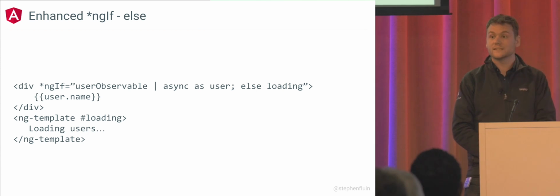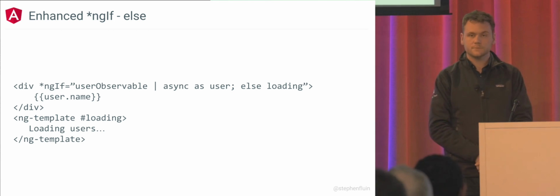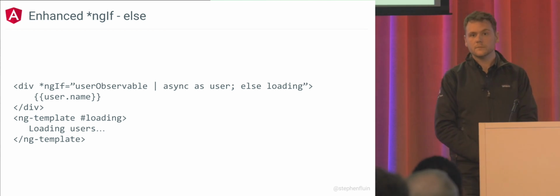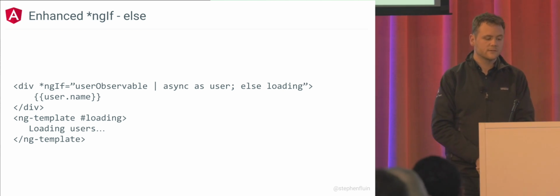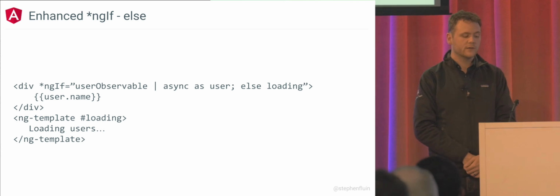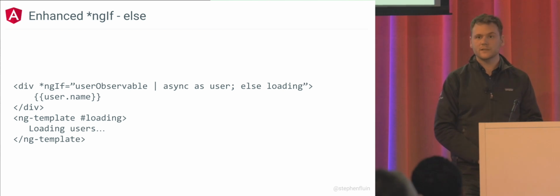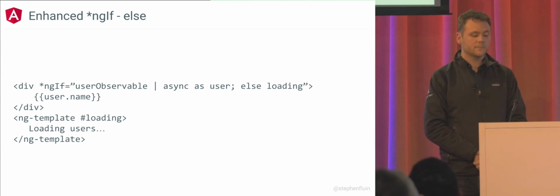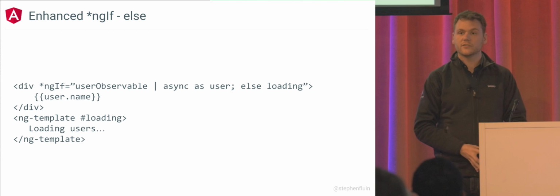So now I'm going to take that same exact example where we have user.name. So user observable pipe async as user, and I'm going to throw a semicolon in there, and I'm going to say else loading. And what this does is loading is a template reference. And so you'll see that in the element below. We've got ng template, hashtag loading. What that does is that hashtag loading defines this template and gives it a name. It creates a local template variable. And then we're referring to that template reference in loading. And so what happens is if the if statement passes, then we're going to render user.name. If the if statement does not pass, then you're going to see loading users.